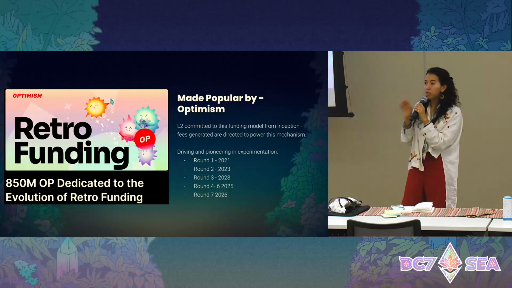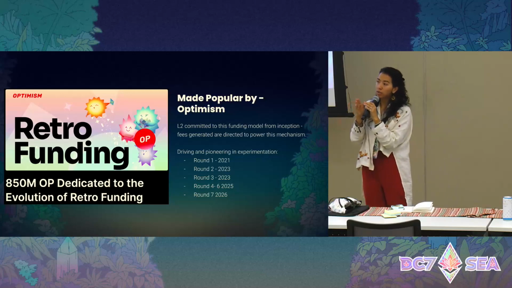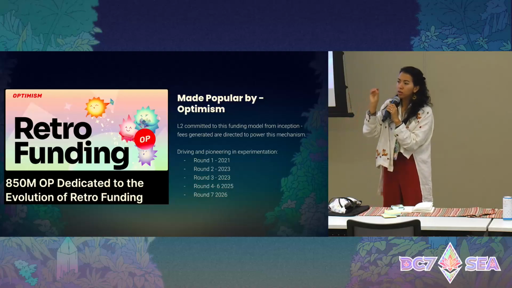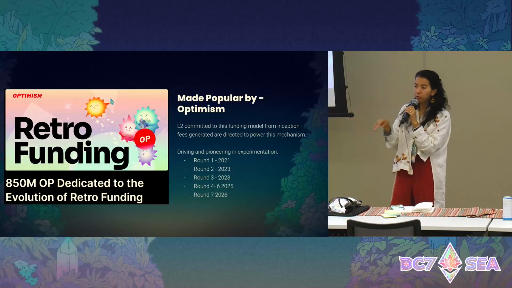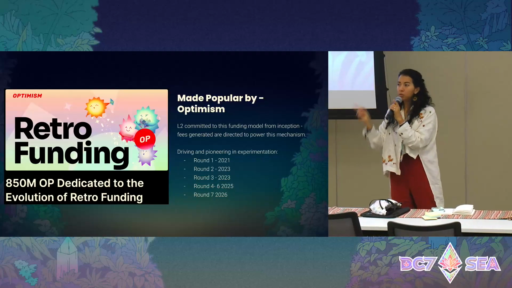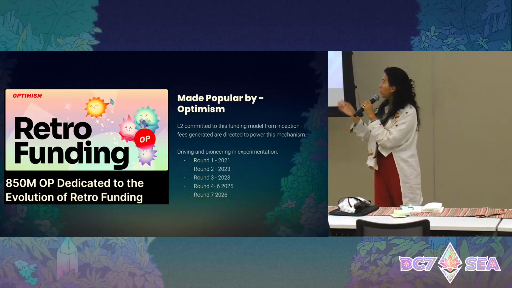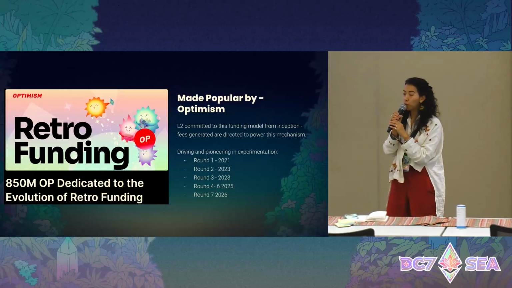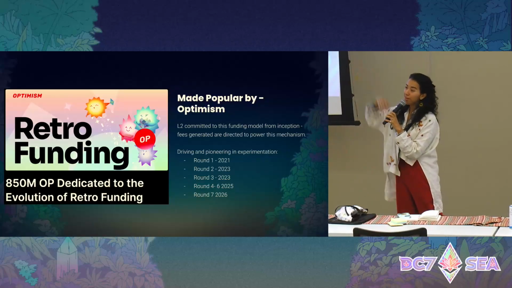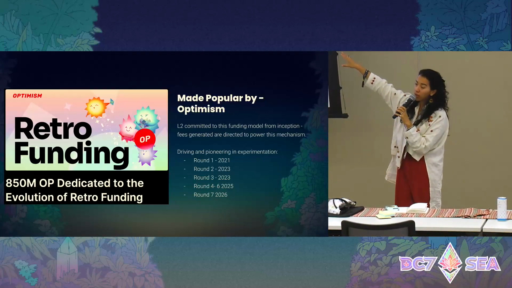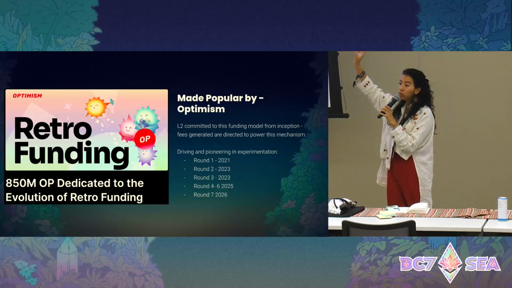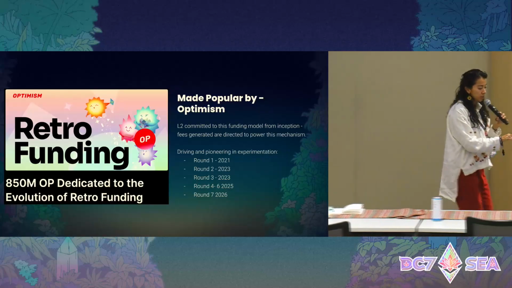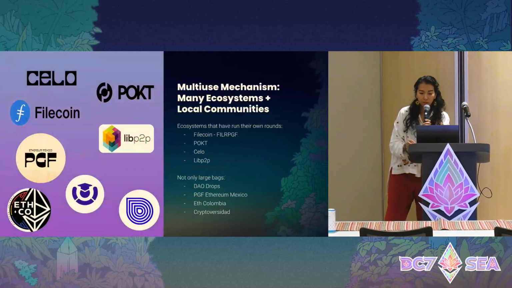They've also been experimenting with other types of rounds, like the latest fourth round, in which they used a voting style called metrics, like impact metrics. People voted on impact metrics instead of projects, but it's been going back and forth between voting for projects or for metrics. And this is something that they've committed 850 million OP to throughout the rest of the life. And this is only what was allocated at the inception of the token. There's also all of the funds that are being generated through sequencer fees that are meant to continue funding this mechanism.